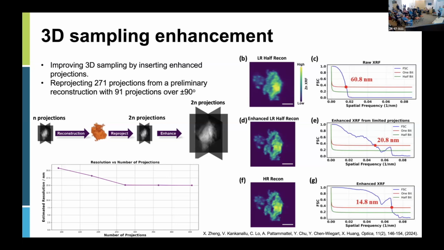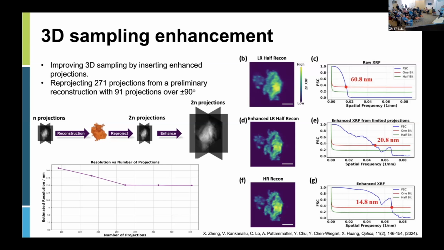So the image on the right side shows that the initial 3D reconstruction gives a spatial resolution of about 61 nanometers. And then if we only do the 2D enhancement, we only enhance the 2D projections, and then we do 3D reconstruction, it can improve the resolution down to about 21 nanometers. And now if we add more projections into the process and also enhance the newly projected projections, we can further push the resolution down to about 15 nanometers.